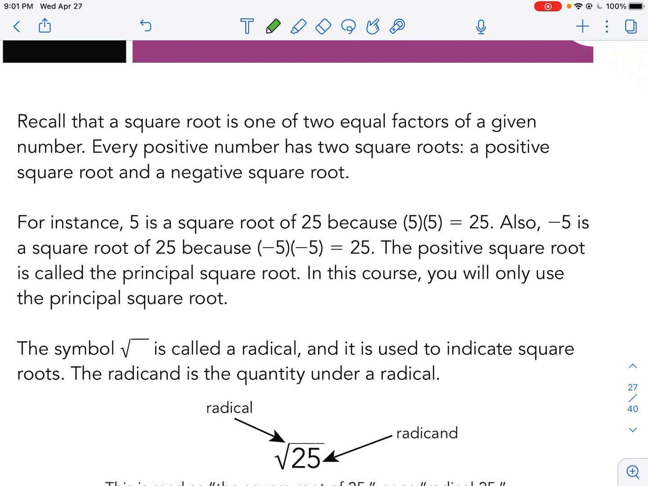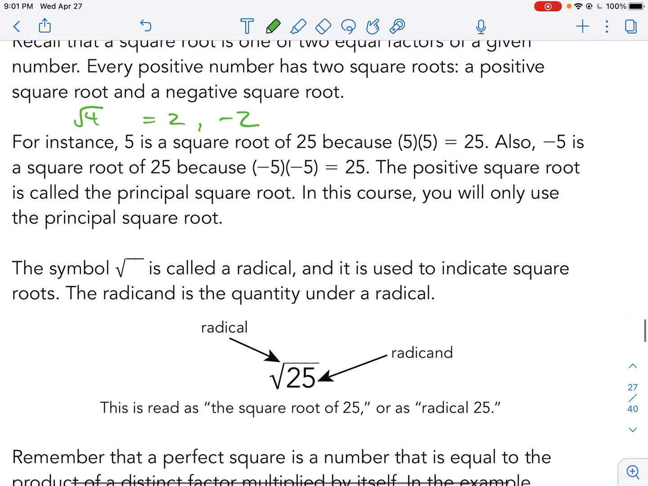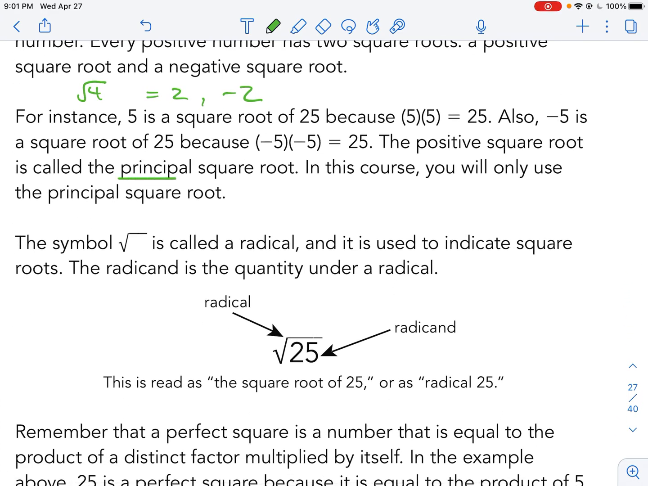Recall that a square root is one of 2 equal factors. It means 2 times 2. These 2 are the same numbers. Okay, every positive number has 2 square roots, a positive square root and a negative square root. So, the square root of 4 is 2 and negative 2. Okay, we only most of the time use what's called the principal square root, and the principal square root is the positive square root.